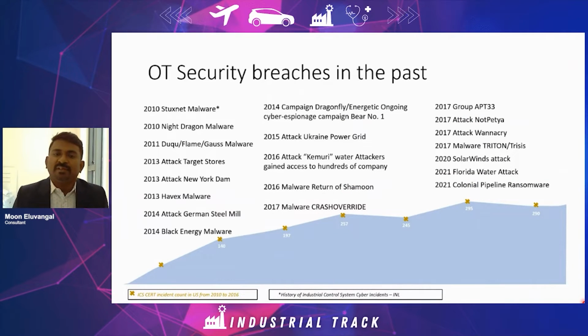So this is a quick slide which gives the important attacks which have happened since 2010, and at the bottom you can see the incidents which were recorded by ICS-CERT in the US. Some of these attacks were very targeted, specifically to target an OT system. But some of them were accidental, in the sense that it was an attack on IT, or a malware breakout, for example WannaCry. But it also impacted the OT system.